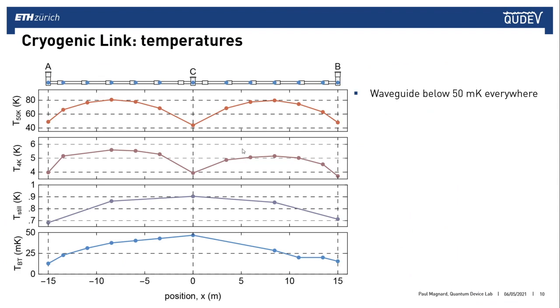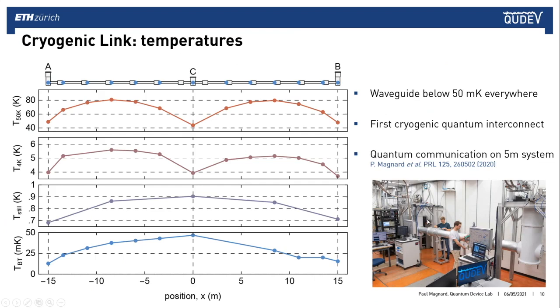At these temperatures, the waveguide behaves as a high fidelity quantum bus for microwaves, and this therefore realizes a cryogenic quantum interconnect. And actually, we have demonstrated a real quantum interconnect in a five meter version of the system, in which we transferred qubit states and generated entanglement. You can check out this reference if you want.